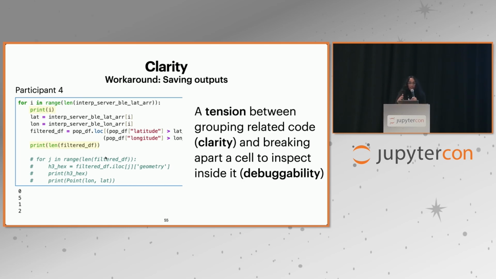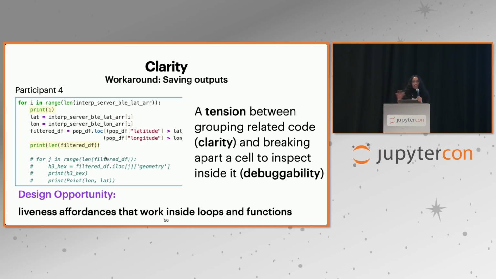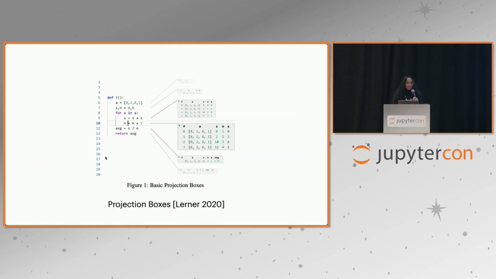And so you have somewhat of a tension between being able to group related code through loops or functions and being able to break apart a cell to inspect inside of it. So, one design opportunity we identified is liveness affordances that work inside loops and functions. And by liveness affordances, I kind of mean something that looks like this.